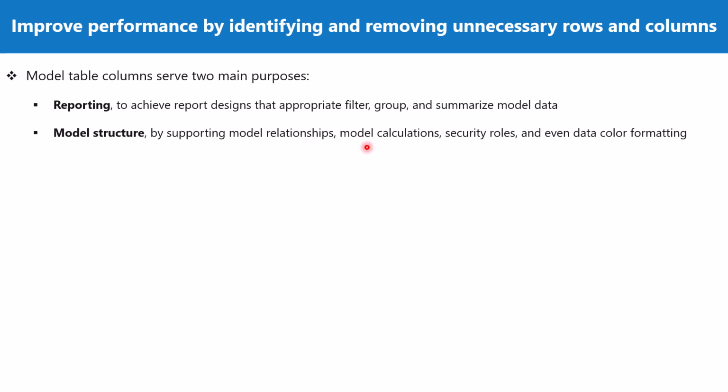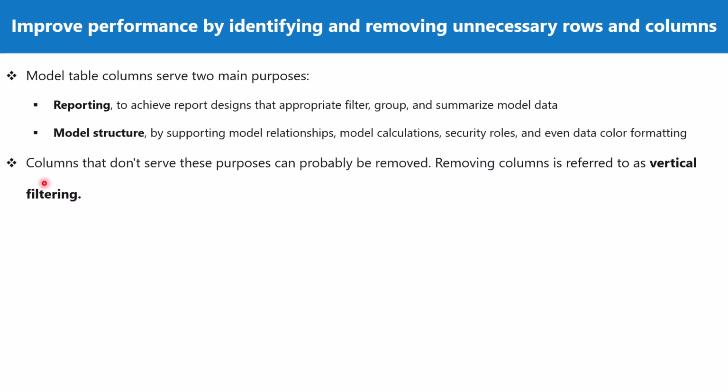Then there are certain columns that are required for building model calculations. We are going to look at this once we are exploring DAX. Then there are columns required for security roles. This is a topic that we are going to explore in detail when we talk about row level security. And then certain columns are required even for the color formatting inside the conditional formatting options available through DAX. So just remember that there are two broad categories of columns: those directly related to reporting, and those related to the model structure, which are there in a supporting role.